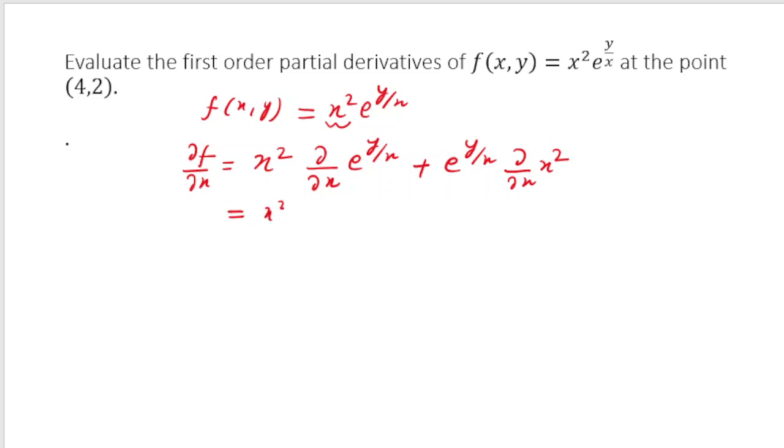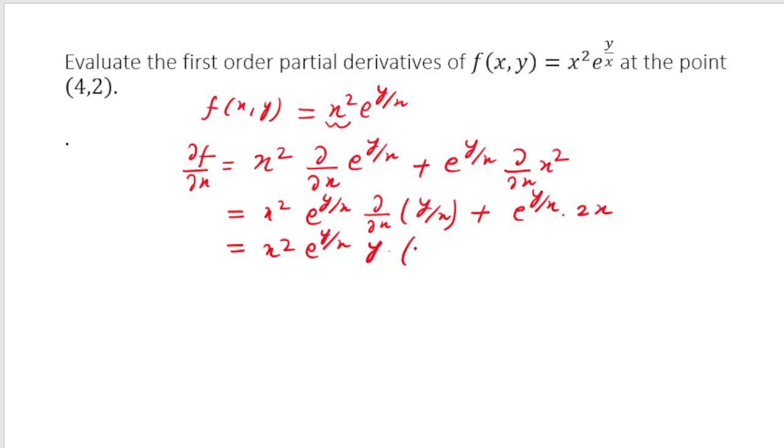So x square, and if I differentiate e to the power y by x, first of all I will get e to the power y by x. But I have to differentiate y by x again. Let me write it, this step, del by del x of y by x. It is not needed here, I am just writing for your understanding. And here I will get e to the power y by x, and del by del x of x square is equal to 2x. So finally if I write it, x square e to the power y by x, and del by del x of y by x is what? Y is a constant. So del by del x of 1 by x is minus 1 by x square, and plus 2x e to the power y by x.